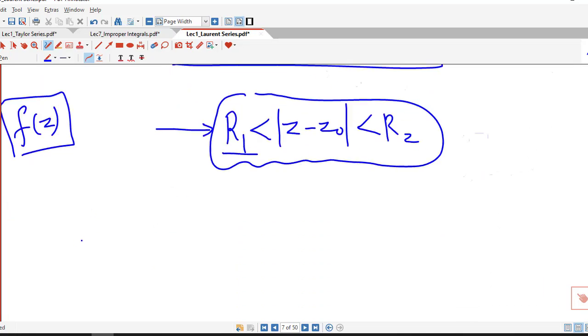So I stop here. In the next lecture we will be discussing more variety of problems on how to represent a given function as a Laurent series.